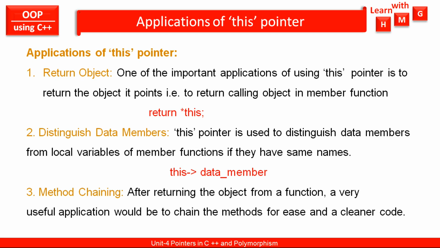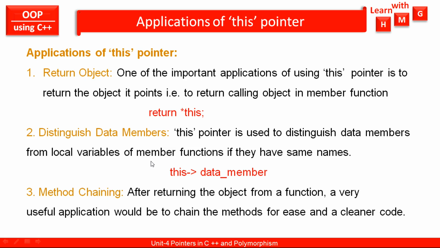So the data member x will be indicated by this arrow data member. You have to use this particular format whenever you want to write the data member in the member function; it will be attached with this arrow. So this arrow data member will indicate that this is the data member, and without this it will be indicated as the local variable.